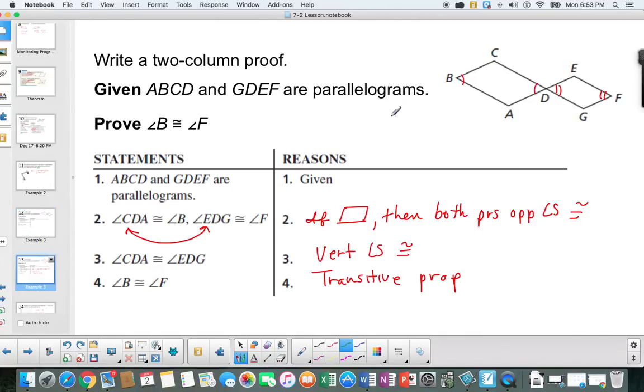Notice that we have two parallelograms, so both pairs of opposite angles are congruent. This angle is congruent to this angle is congruent to this angle. But we know that these two angles right here, this one and this one, are vertical angles. So that's going to be the connection between these pairs, that they are going to be congruent, and therefore angle B is congruent to angle F by the transitive property.